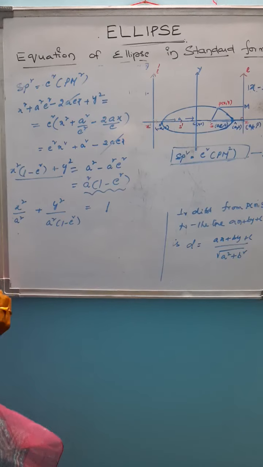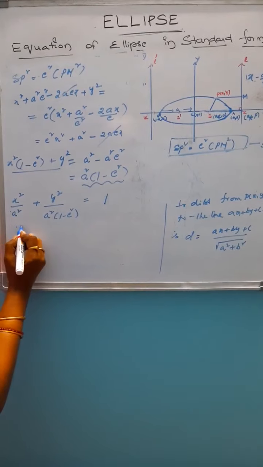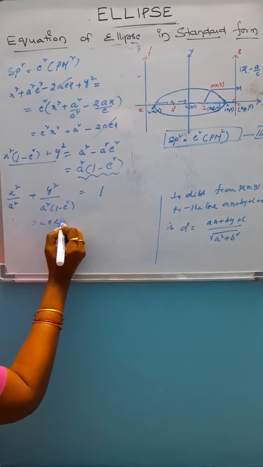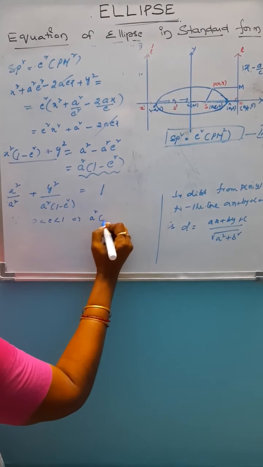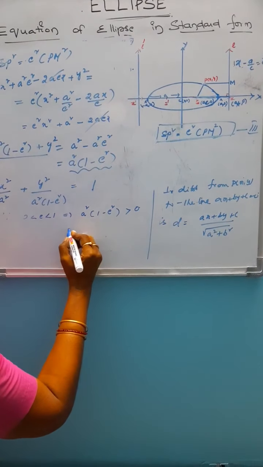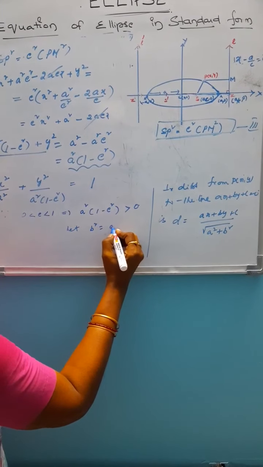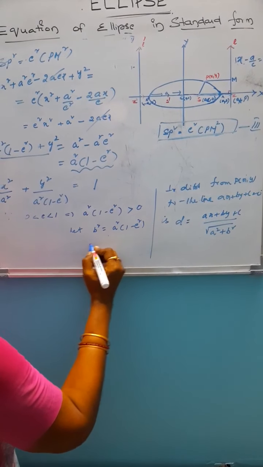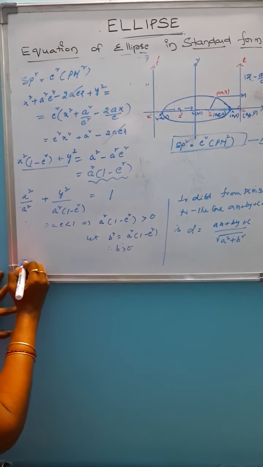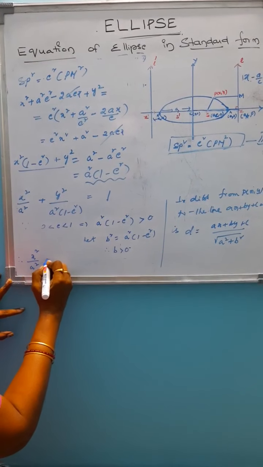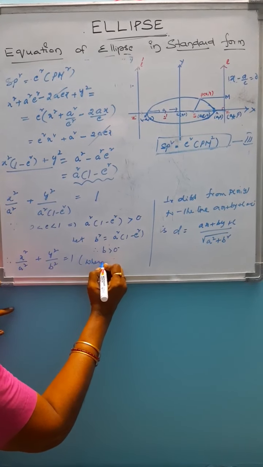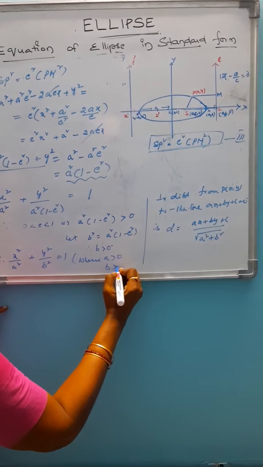Okay. Now, since e lies between 0 and 1, it implies a square into (1 minus e square) is greater than 0. So let b square be equal to a square into (1 minus e square), therefore b is greater than 0. Therefore x square by a square plus y square by b square is equal to 1, where a is greater than 0 and b is greater than 0.